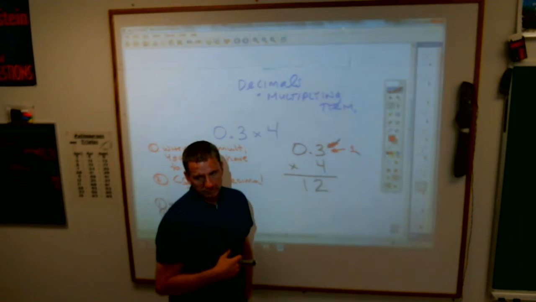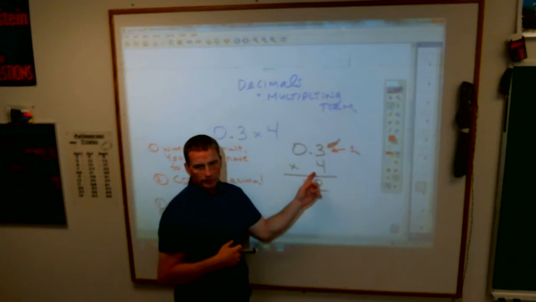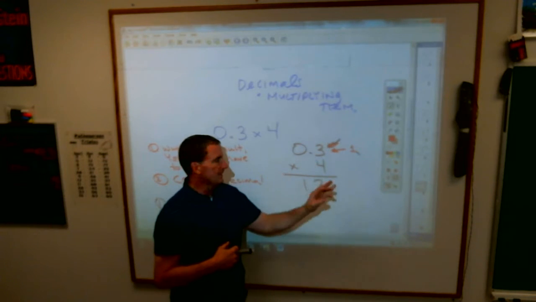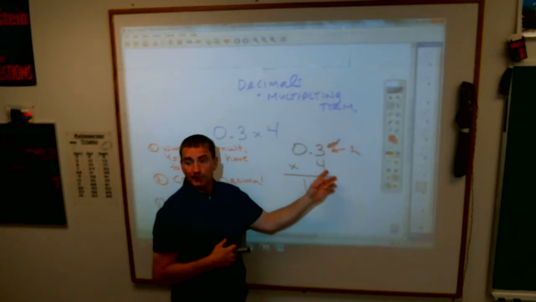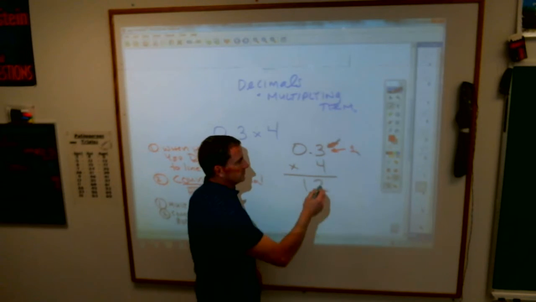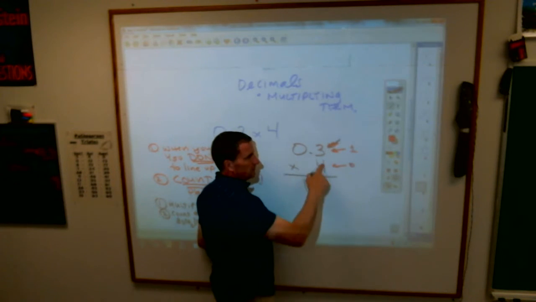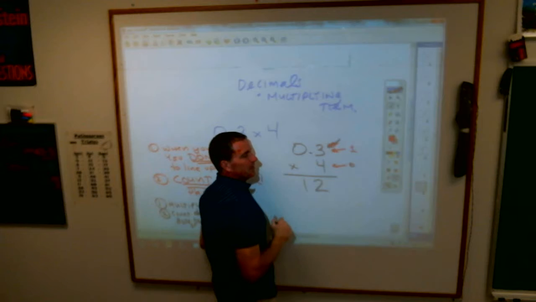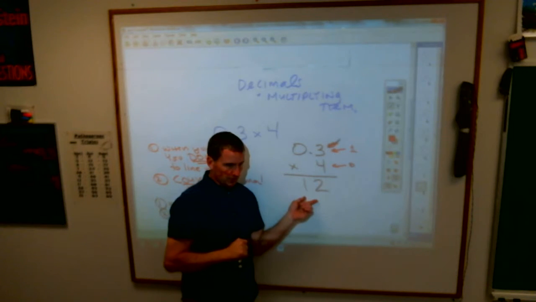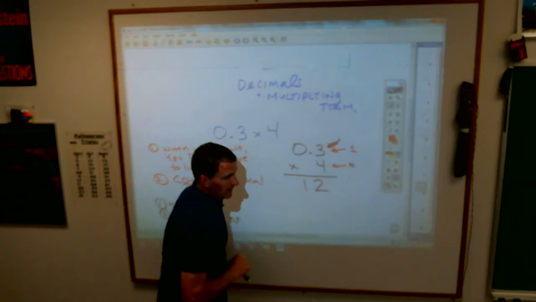Joseph? It's not underneath the four, because that would make it 0.4. Where's the decimal in 4? Madison? Behind it. You don't see it, it's not there, we don't have to write it. How many digits do you see to the right of that one? 0. So there's a total of 1 digit in both those numbers to the right of the decimal. That's how many digits need to be right of the decimal in your answer. Which means you don't add any digits yet.